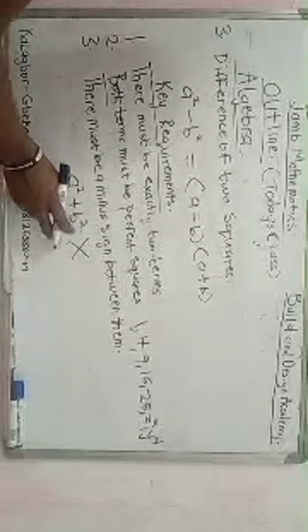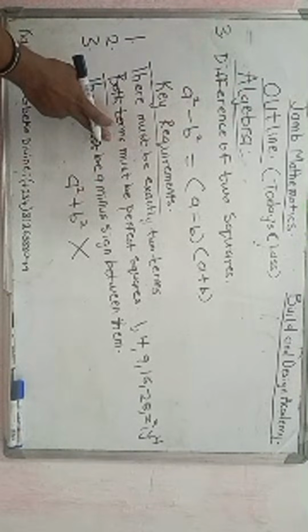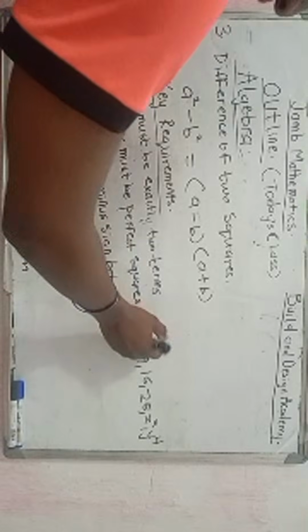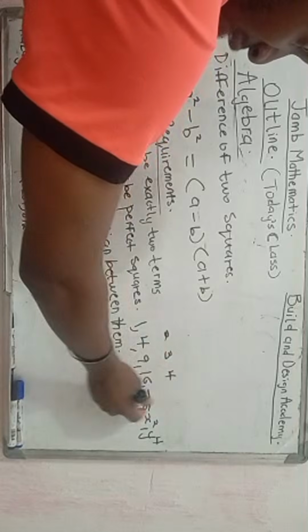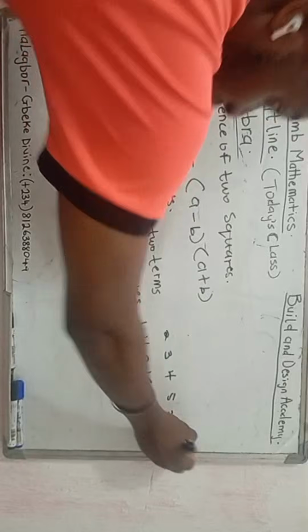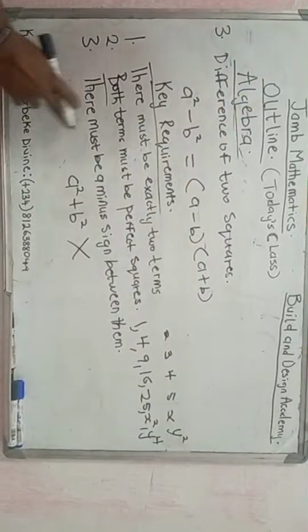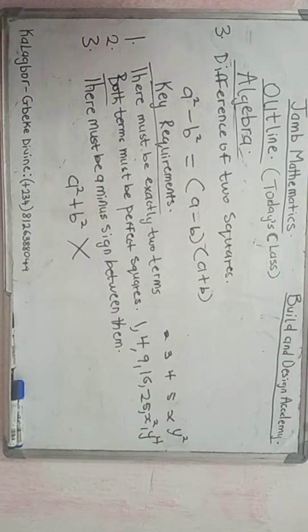This cannot be factorized using difference of two squares. We only have three requirements for this to work. The first one, exactly two terms. If it is more than two, it will not work. Next, they must be perfect squares. 1 is a perfect square. 4, the square root of 4 is 2. The square root of 9 is 3. The square root of 16 is 4. The square root of 25 is 5. The square root of x squared is x. The y raised to the power 4 is y squared. So I see they are all perfect squares. And finally, there must be a minus sign between them. So next up, let's look at some examples.